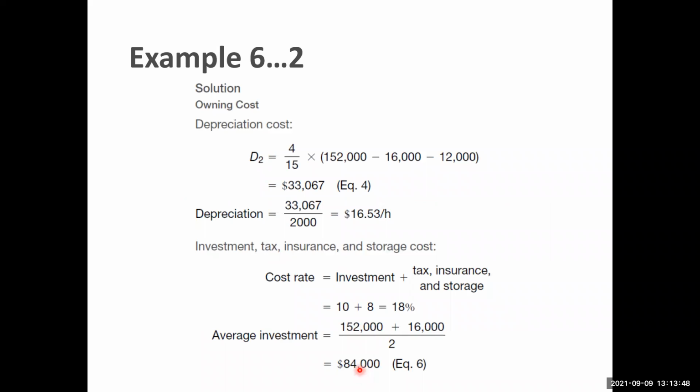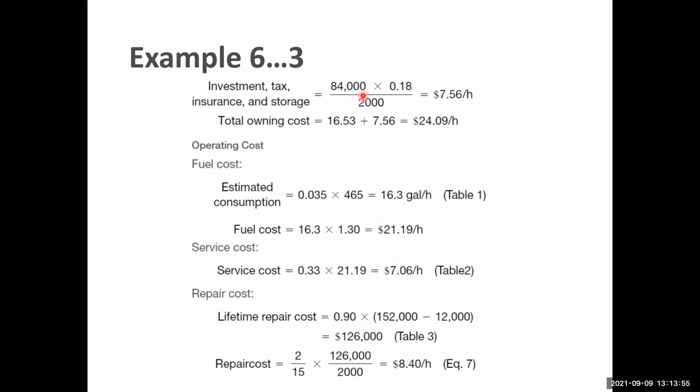So this average investment will be multiplied by this cost rate to calculate the cost for the investment, tax, insurance, and the cost. So $84,000 will be multiplied by 18%, and then you divide by 2000 hours of the usage. So it will come out to be $7.56 per hour. So this will give us the total owning cost, which is the depreciation cost plus the investment, tax, insurance, and the storage cost, etc. So it is $24.09 per hour. So this is the total owning cost.